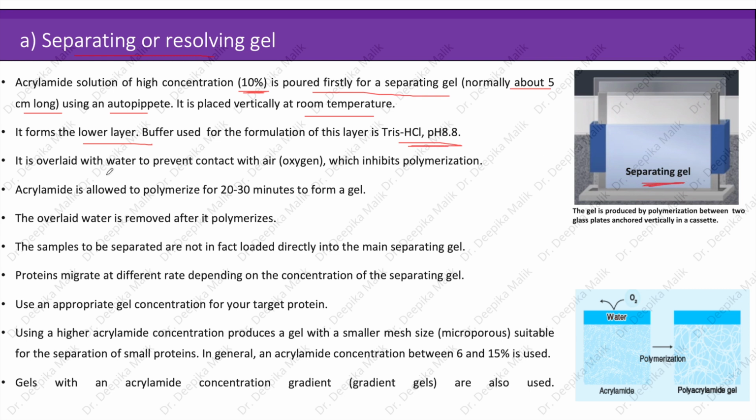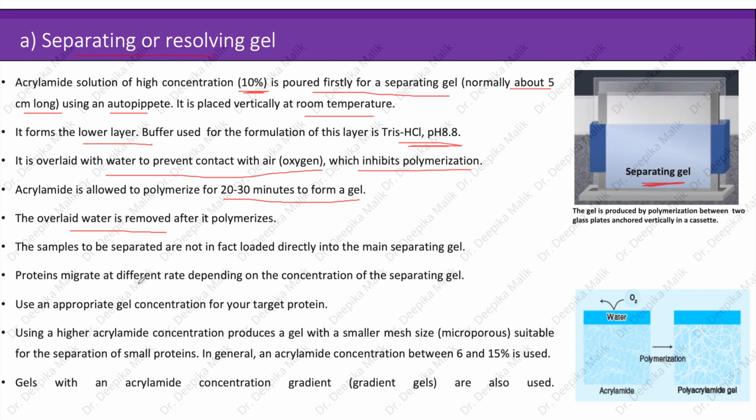It is overlaid with water to prevent contact with air, which inhibits polymerization. Acrylamide is allowed to polymerize for 20 to 30 minutes to form a gel. The overlaid water is removed after it polymerizes. The samples to be separated are not in fact loaded directly into the main separating gel.